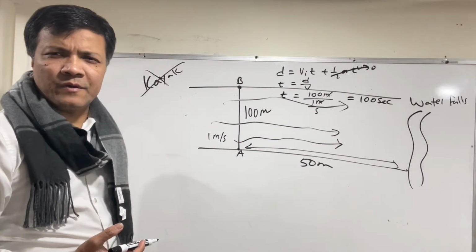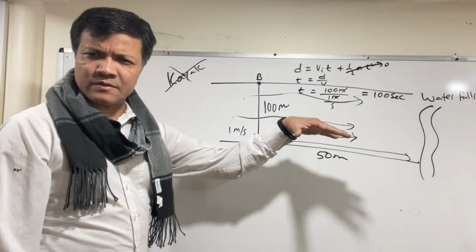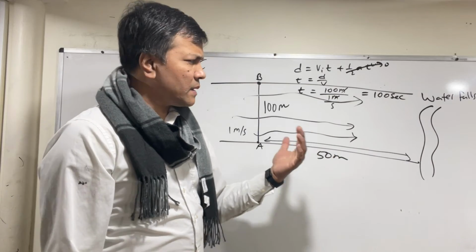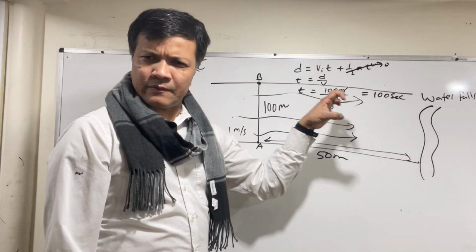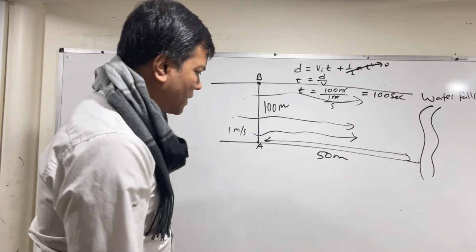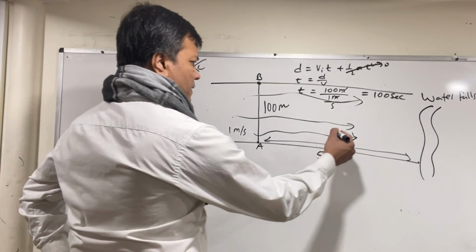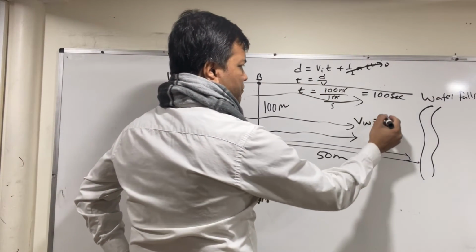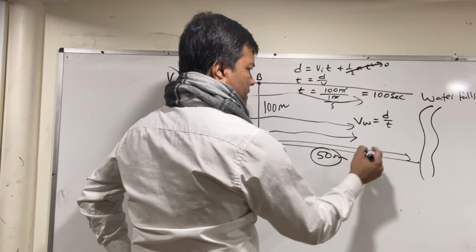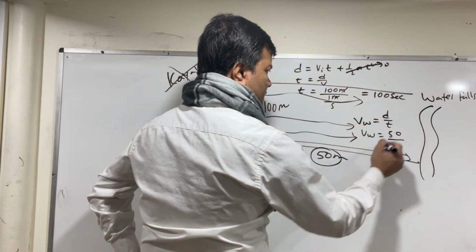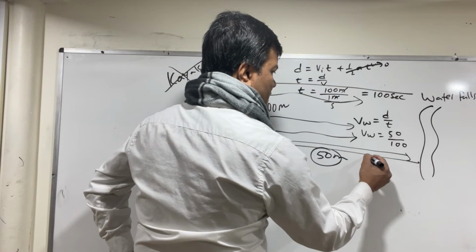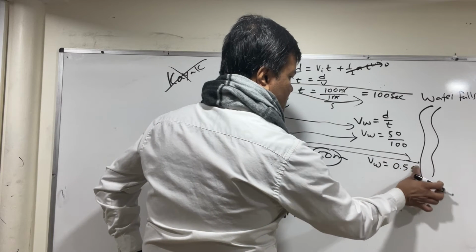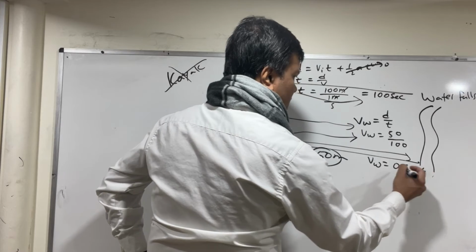Now we also want to find what the current of the water has to be so that he survives. This is 50 meters. What would be the minimum current of the water so that the man survives? We want to find the velocity of the water, which is again d over t. Here d is 50 and the time is 100, so the velocity of the water is 0.5 meter per second.